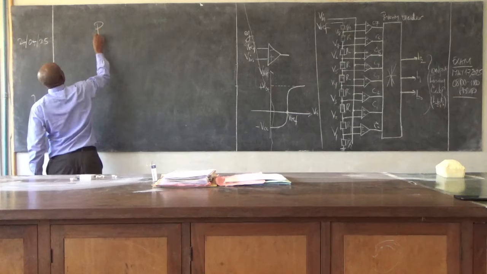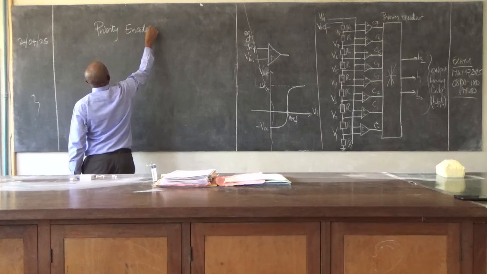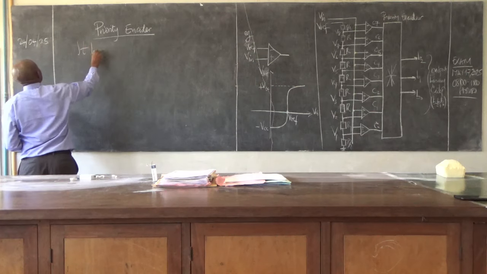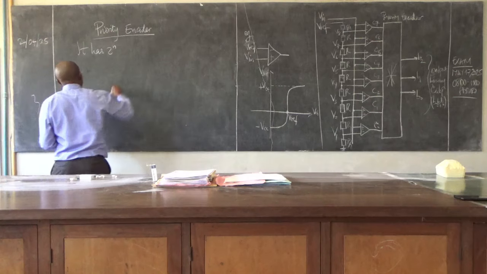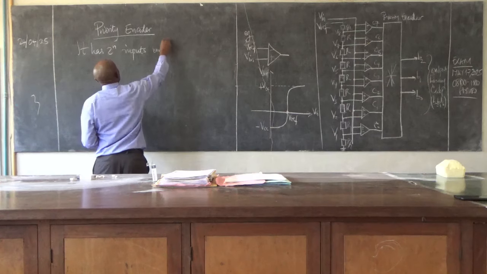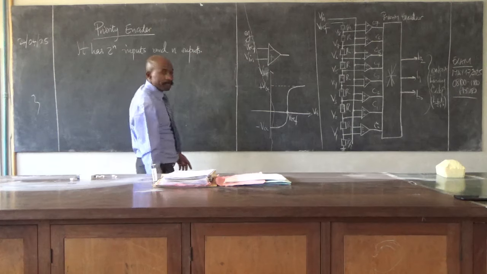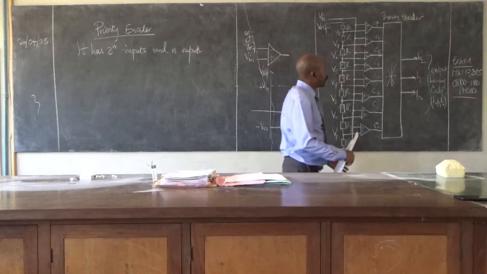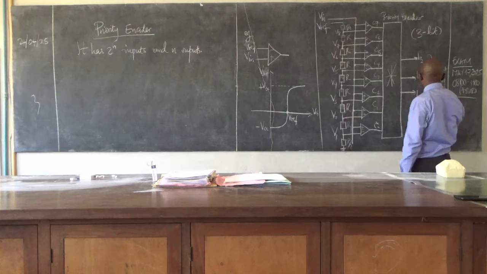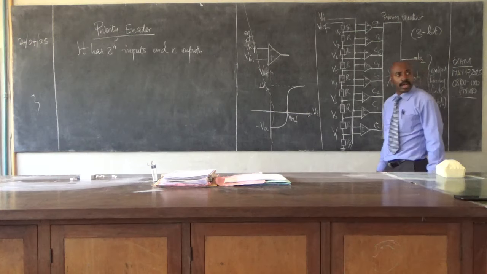So, the priority encoder has 2 to the power n inputs and n outputs. N is the number of bits, okay? So if we have a 3-bit encoder, we are saying that it will have 3 outputs, because that's the n.